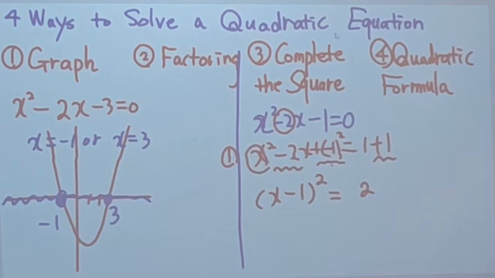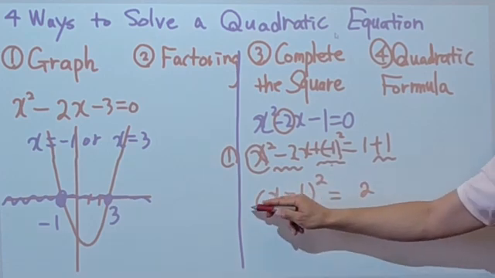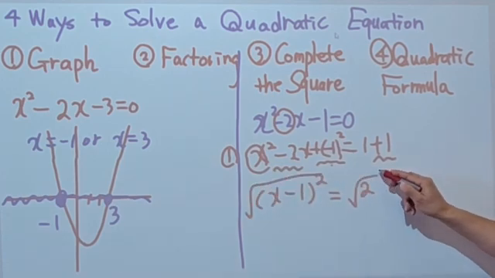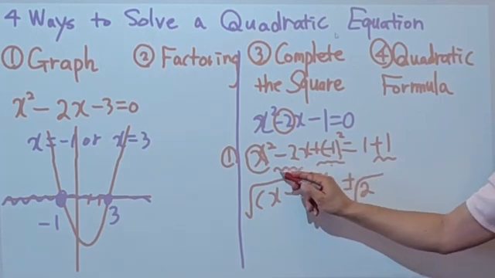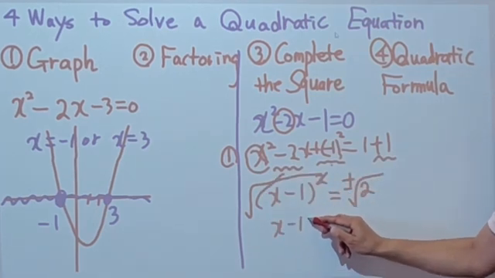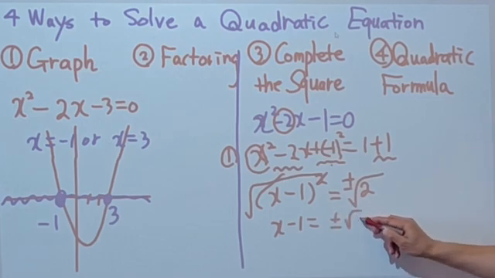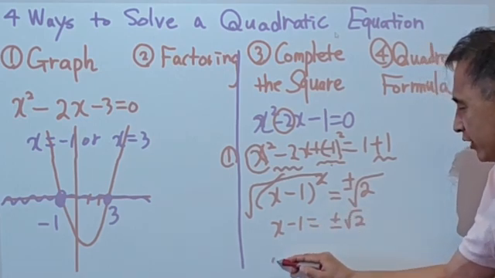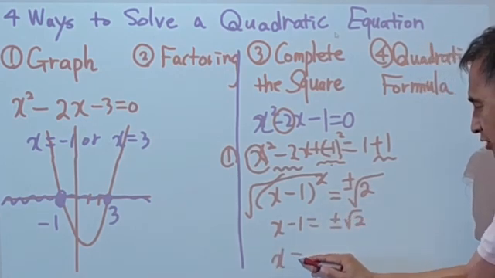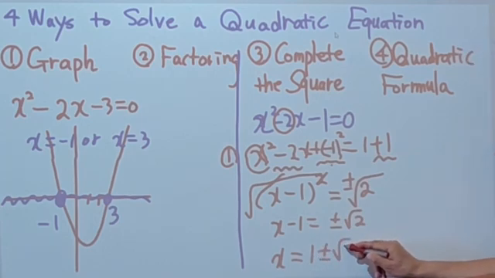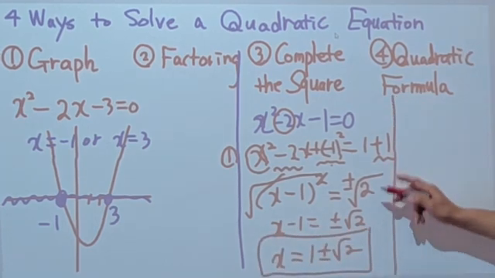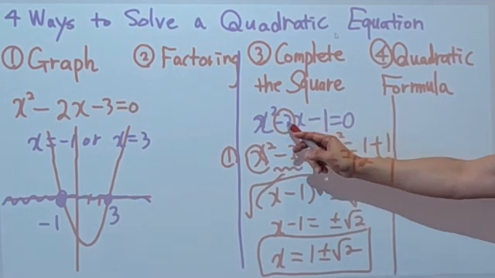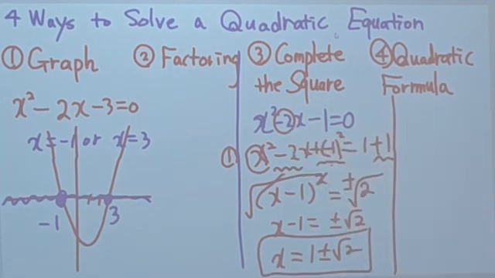And what's the next step? To get rid of the square, you take the square root of both sides, and one side should be plus or minus all the time. The square and square root cancel out: x minus 1 equals plus or minus √2. For the final answer, add 1 to both sides, then x equals 1 plus or minus √2. That's the answer. Is it easier than the quadratic formula when this is an even number? But you can still do the quadratic formula.